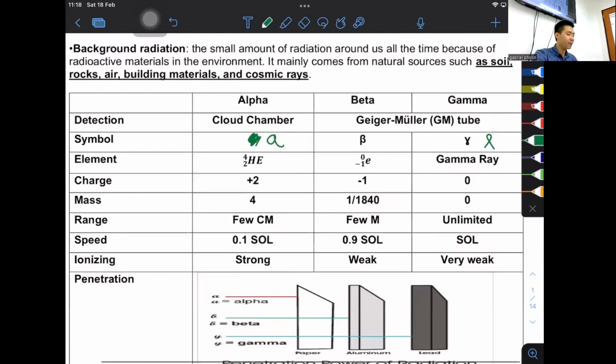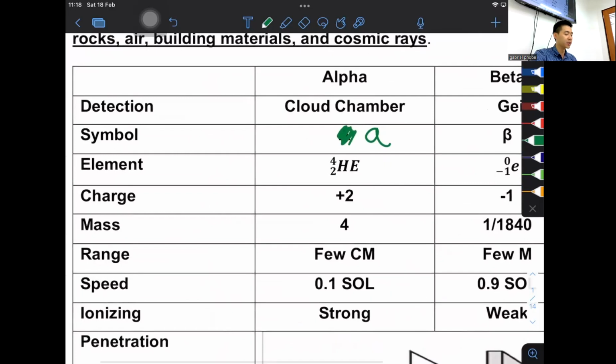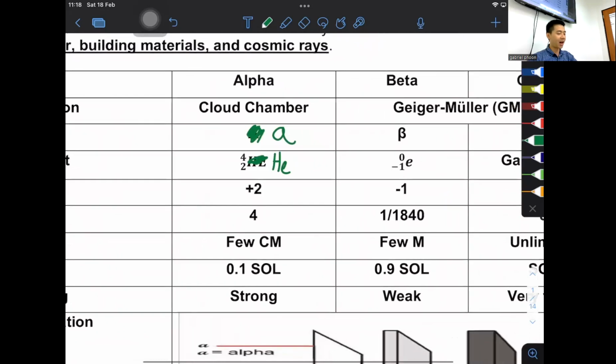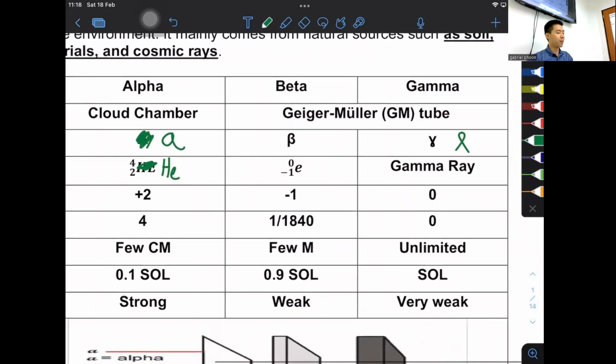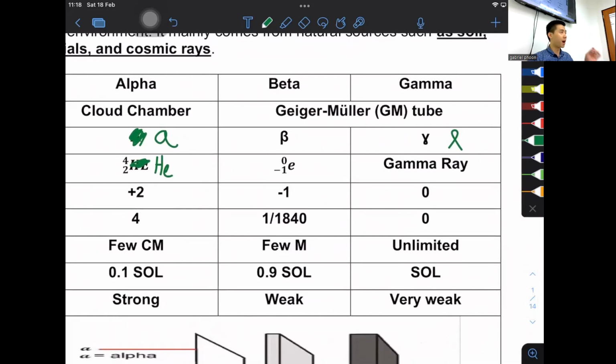And then for the element itself, guys, alpha particles is helium-4, 2. Once again, it's supposed to be a small He. Helium-4, 2: 4 is once again the nucleon number, and 2 is once again the proton number. Alpha particles have the element of helium-4, 2. Then beta is essentially an electron, 0, -1. And gamma, there is no element because gamma is part of the electromagnetic spectrum. So it is a wave, and thus it is a gamma ray.